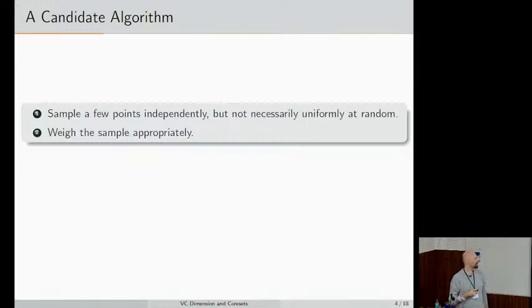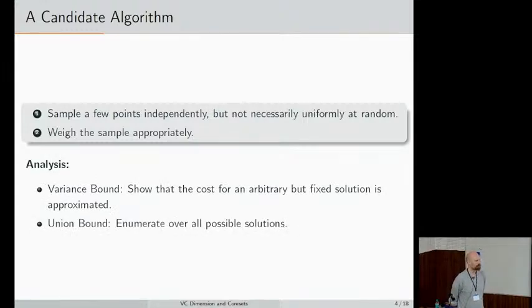And how do we analyze this algorithm? Well, we do this in 2 steps. First, we show that for an arbitrary but fixed solution, the cost is going to be well approximated. And then we're going to extend this to all possible solutions by enumerating over all of them. Okay, so those are the 2 steps that you have to take care of. There is some subtlety, like you can do better if you do not consider them as disjoint steps, but there's some interplay going on. But I think to get a first result, you just do these 2 steps.